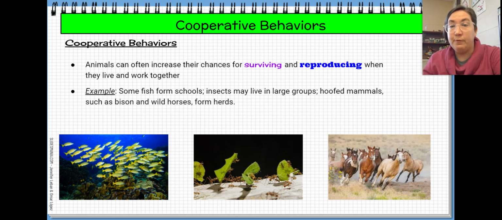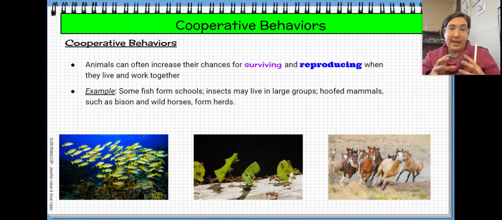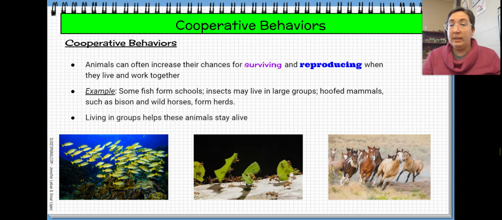So some examples: fish form schools, grouping together in a cooperative structure to stay safe. Insects will live in large groups. Think about ant colonies. And hoofed mammals, such as bison and wild horses, form herds. Living in groups helps these animals stay alive. Survival.